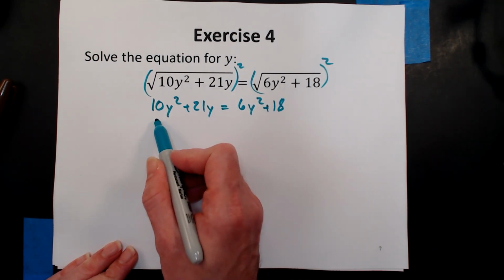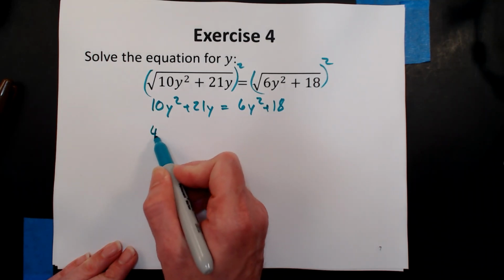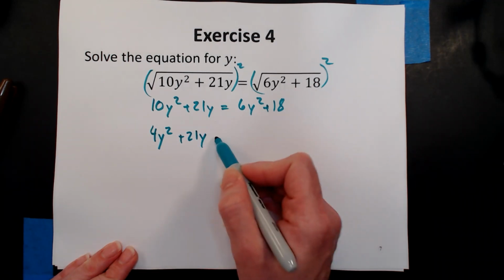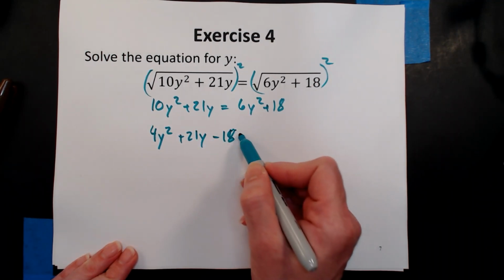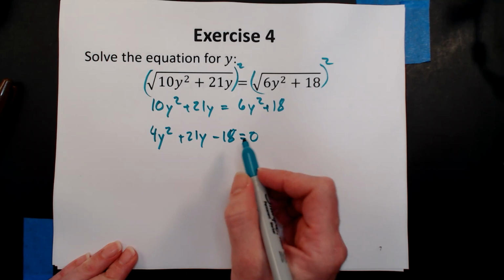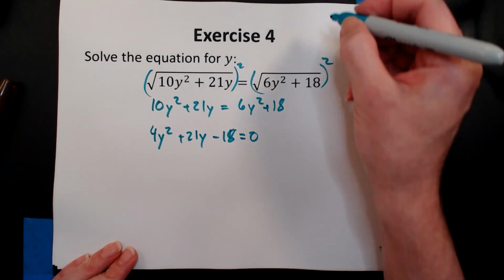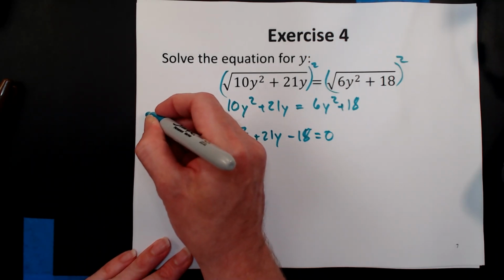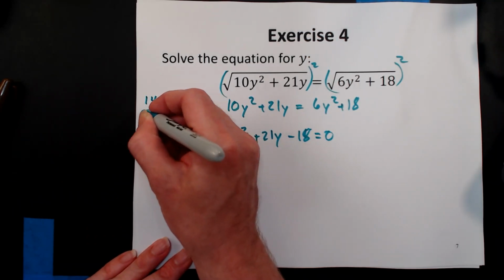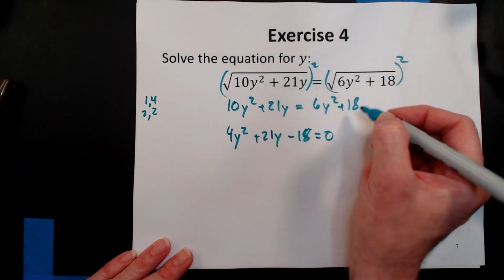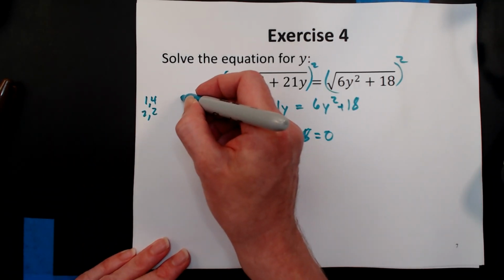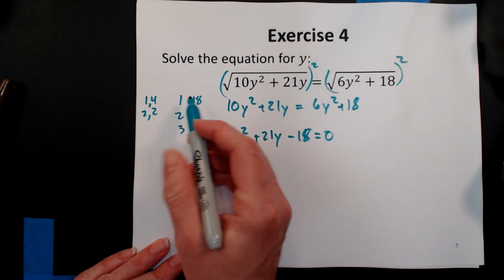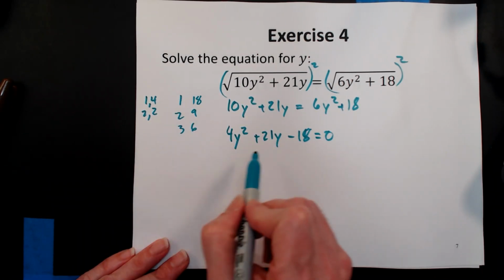Move my 6y squared to the other side, I'm going to get 4y squared, and then I'm going to keep my plus 21y, and then I'm going to move 18, negative 18, on this side, equals 0. So now I need factors. So this one might be where you have to go out to the side somewhere and say, okay, I need my factors of 4. So I have 4, which is 1 and 4, and 2 and 2. And then over here, my factors of 18, which are going to be 1 and 18, 2 and 9, and 3 and 6. I need some way of combining this to get this number right here.